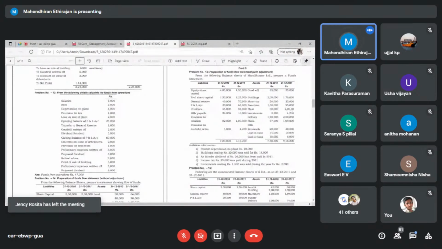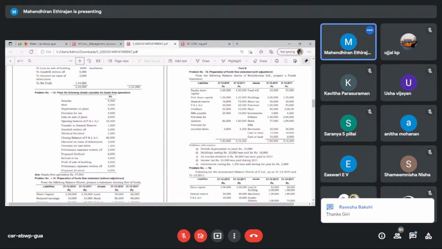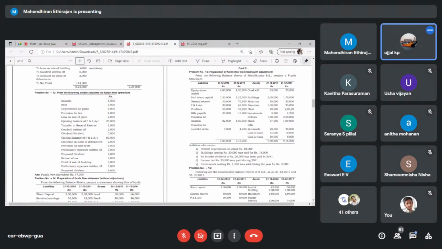Okay, you ignore that preliminary expenses 3,000 and proposed dividend. The same amount will appear. Maybe I think so wrong. See, total amount, how much you got? 26,000. Whatever it may be, you can note it down.